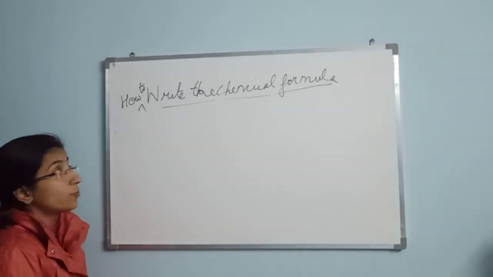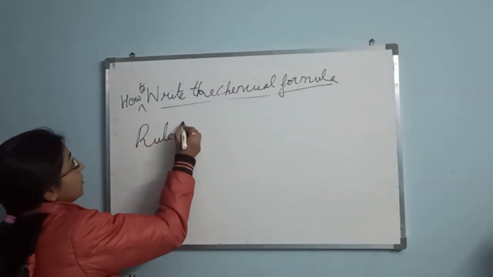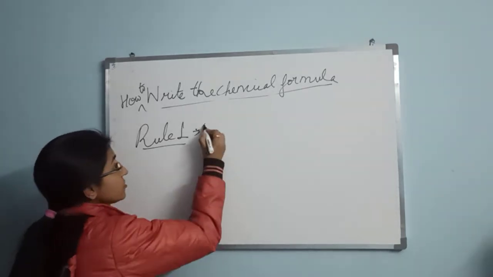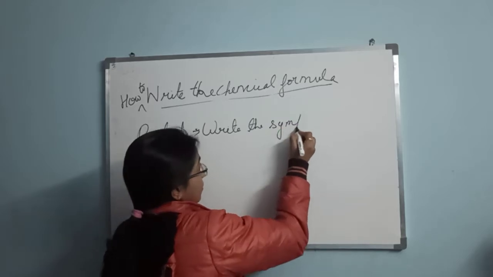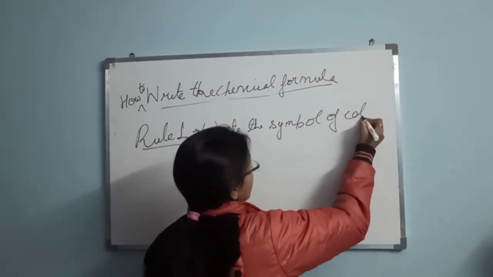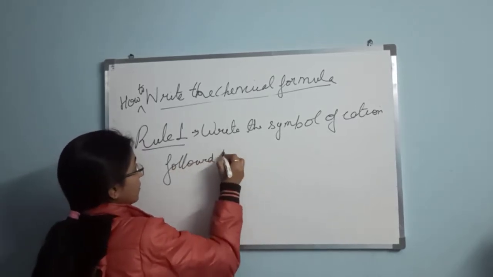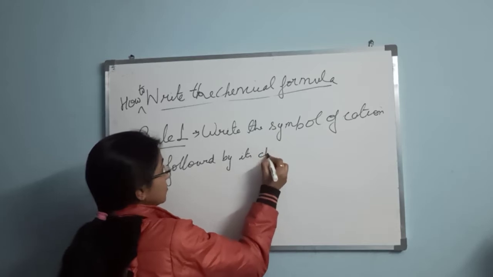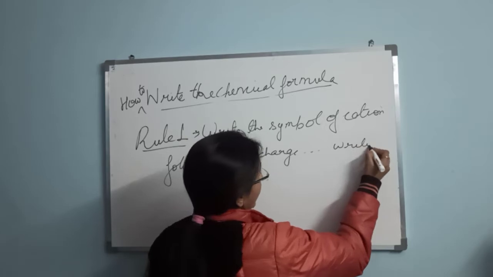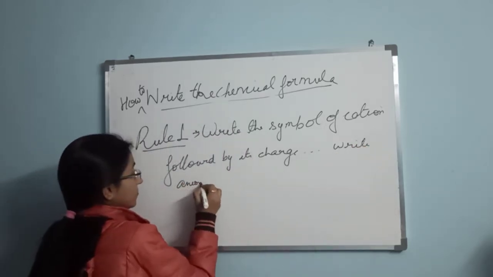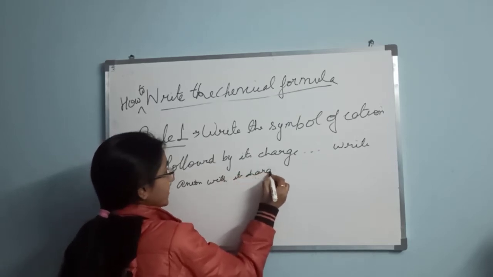In order to explain this, there are a few rules, and I am going to tell you the rules. Rule number 1 is, first write the symbol of the cation followed by its charge, and then write the anion with its charge. I will explain with a small example.